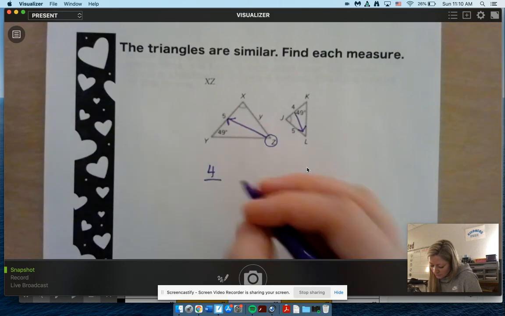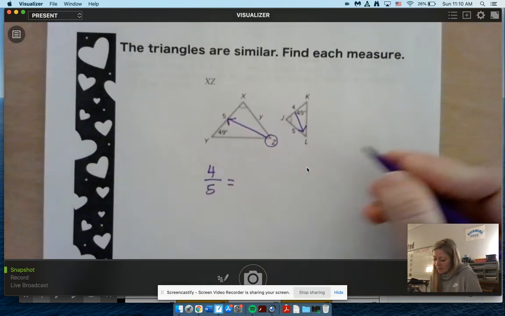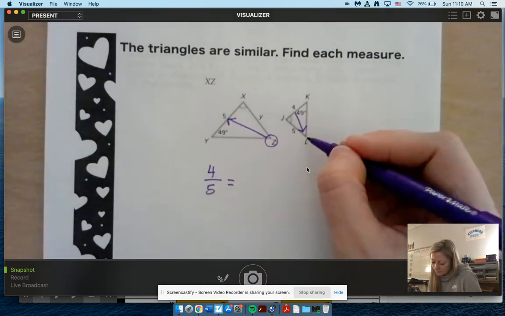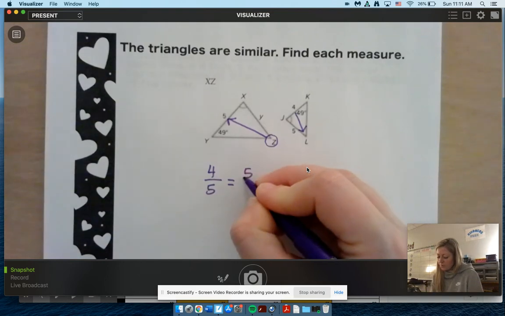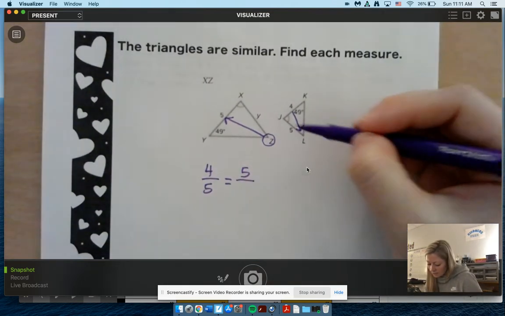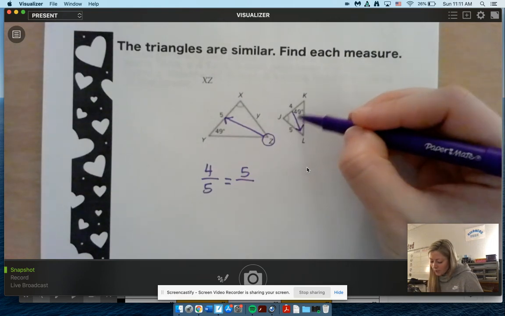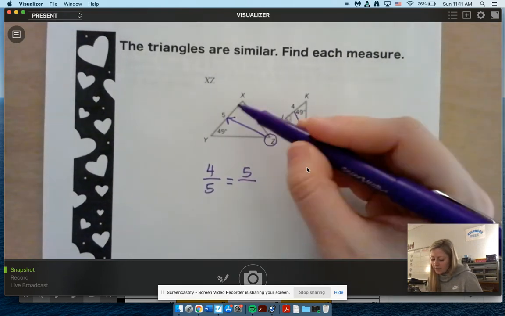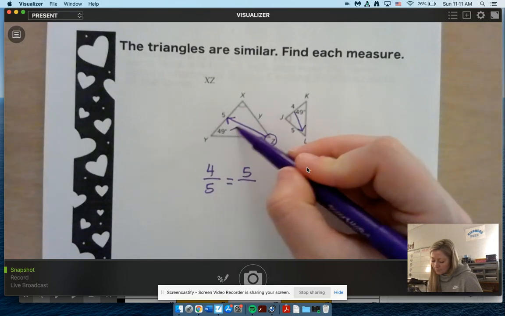Okay, so 4 goes over 5. And then I go back to my small triangle. 5 goes over... let's just make sure. We'll just double check. So if I look here, JL is across from 49. What side is across from 49 here? And that is Y.